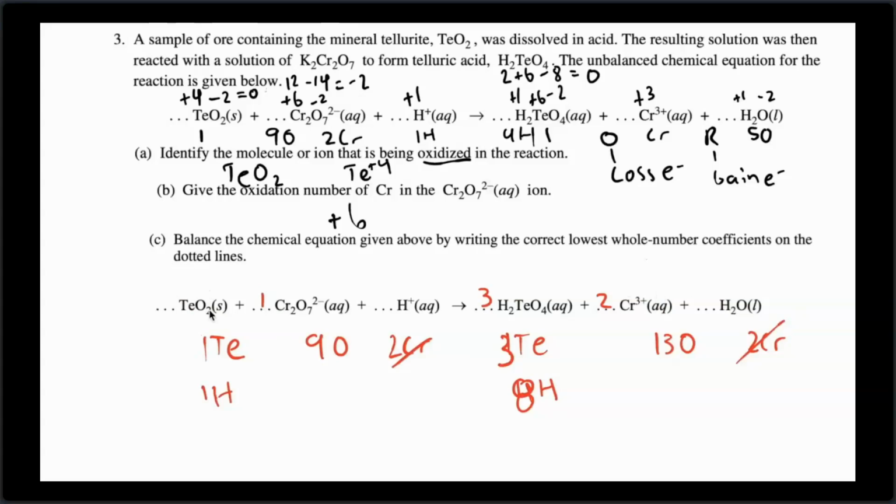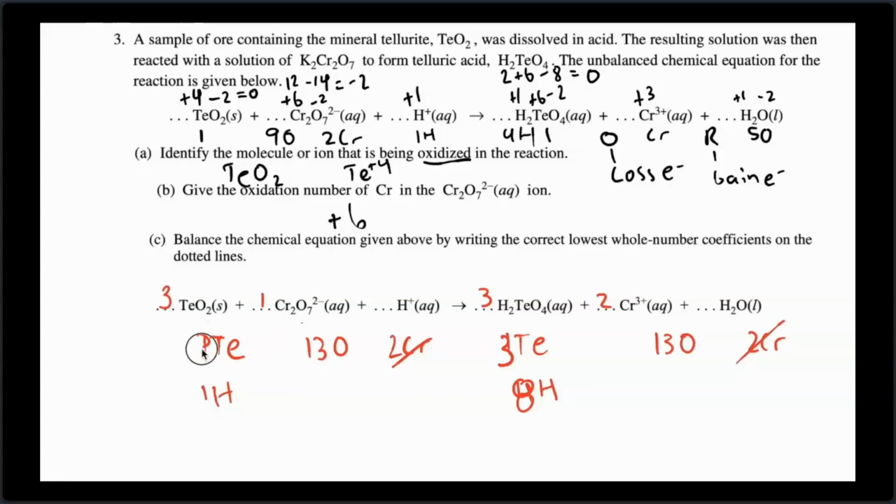Now let's look at tellurite. For tellurium, we have 1 on the reactant side and 3 on the product side, so it's logical to put 3 over here. So we have 3 tellurium, we have 6 oxygen, and 6 plus 7 will get us 13.